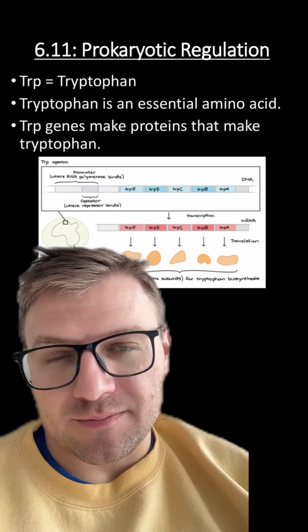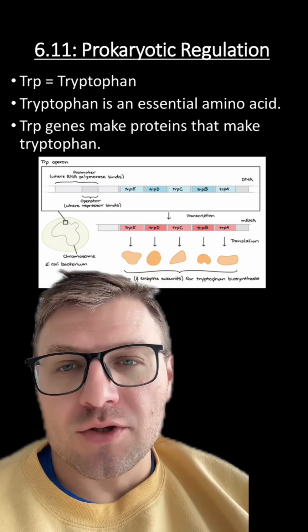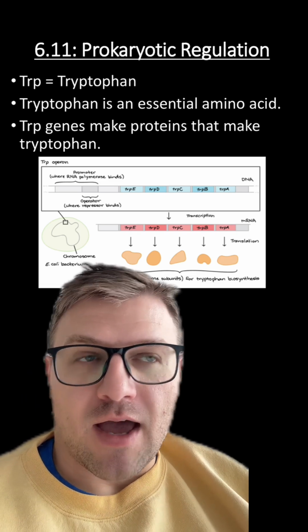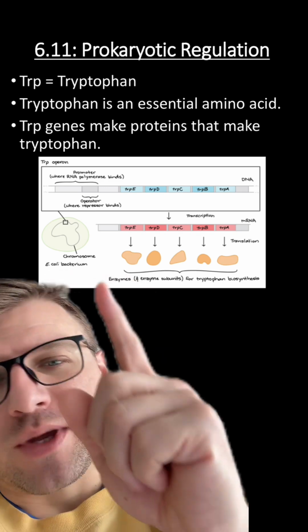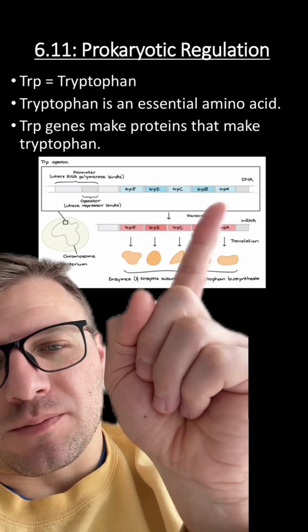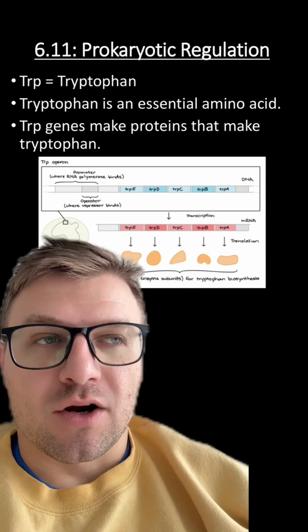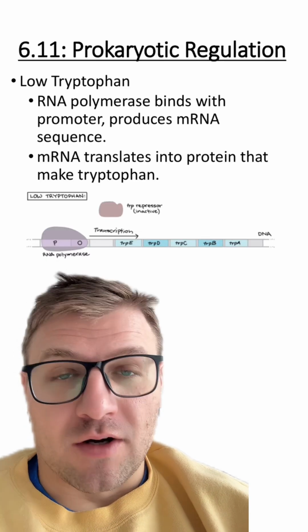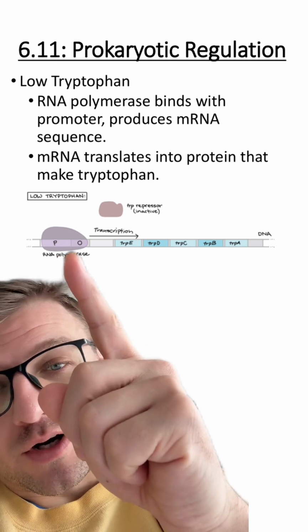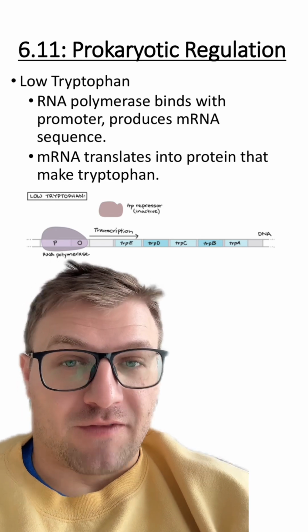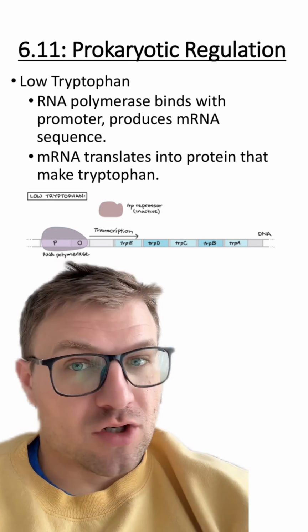First of all, before we get into the trp operon, let's just remind you that trp or tryptophan is an amino acid. And within some prokaryotic cells, trp genes or tryptophan genes are used to make the amino acid of tryptophan. So again, we have our bacteria cell that has DNA, and there are going to be genes here, the trp genes, that make proteins that are going to make tryptophan. Whenever there is a low amount of tryptophan, the RNA polymerase is going to bind to the promoter, and it's going to transcribe these genes to make the proteins that make tryptophan, because again, the cell needs tryptophan.